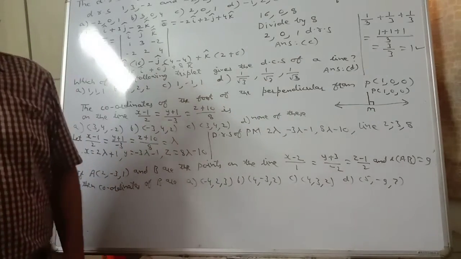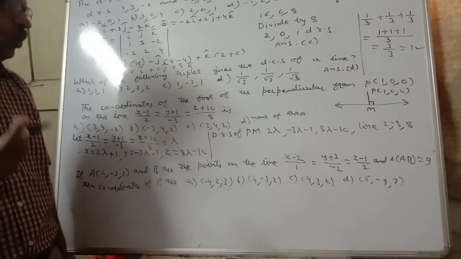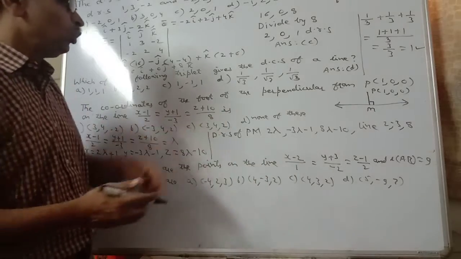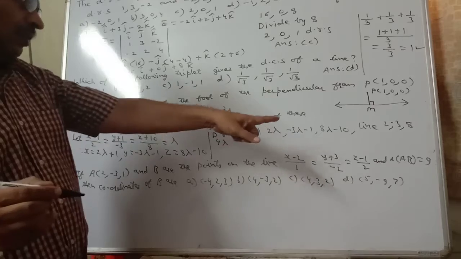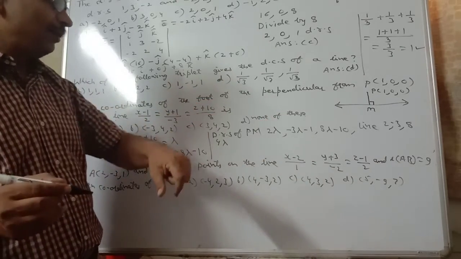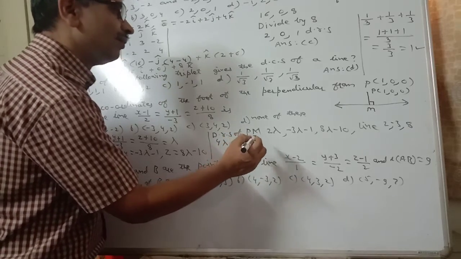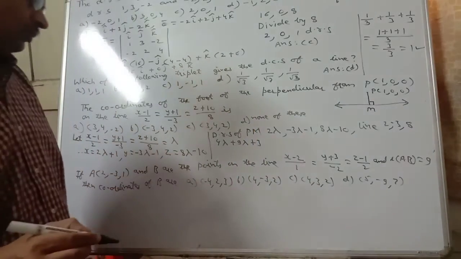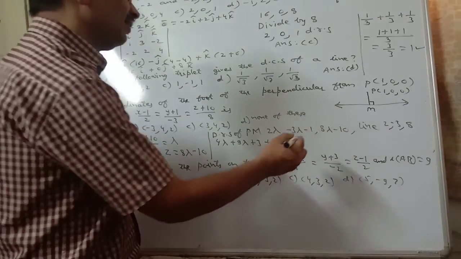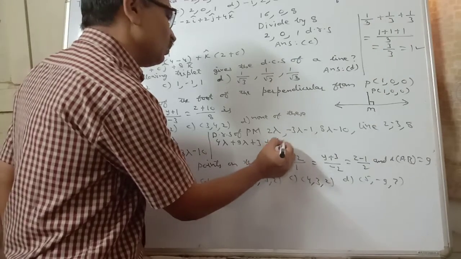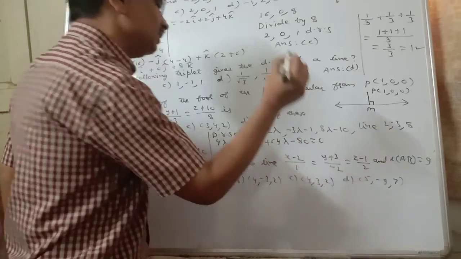PM is perpendicular to the line, so the sum of products of direction ratios equal to 0. Use that condition. So 2 into 2 lambda, we get 4 lambda. Minus 3 into bracket, minus 3 lambda minus 1. Open the bracket. Plus 9 lambda plus 3. Plus 8 into bracket, 8 lambda minus 10. 8 8s are 64 lambda minus 80, and this is equal to 0.